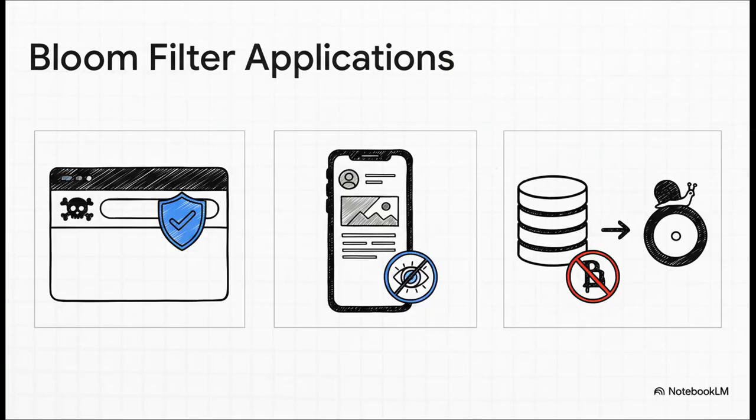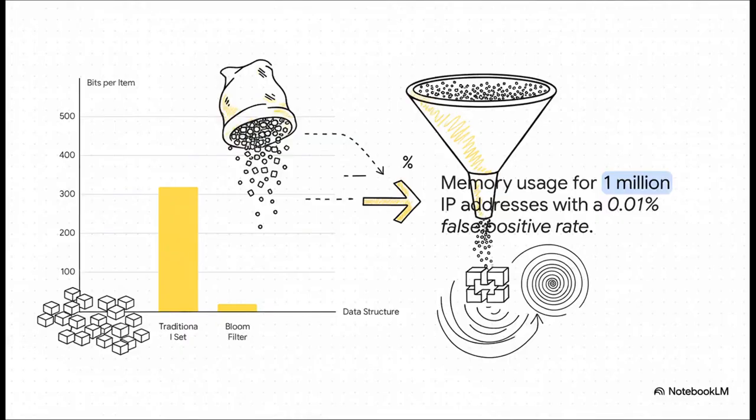And this is where their power just becomes so obvious. Google Chrome uses them to check for malicious URLs, so you don't have to download a giant list of bad websites. Recommendation engines like Medium or Instagram use them to quickly ask, hey, has this user already seen this piece of content? And massive databases like Cassandra and RocksDB use them to avoid super slow disk reads for data they know isn't there.